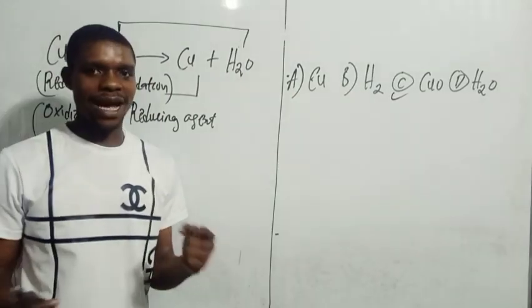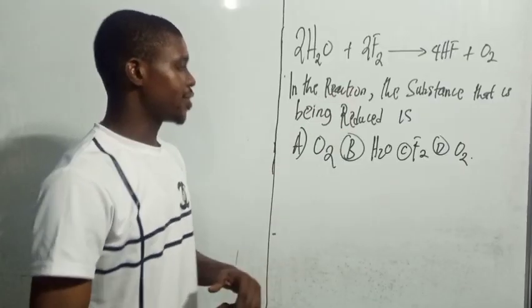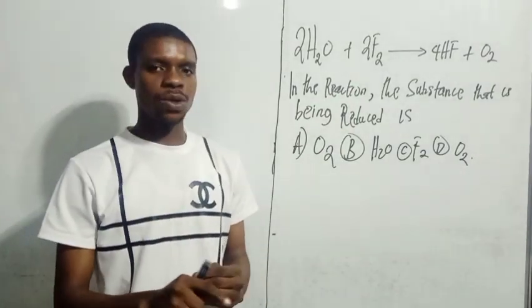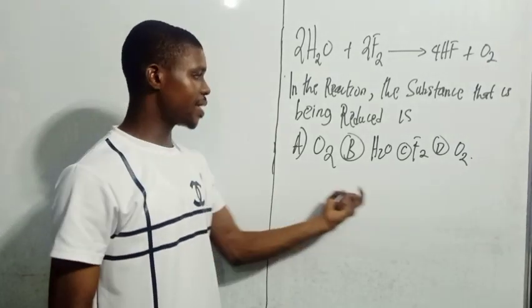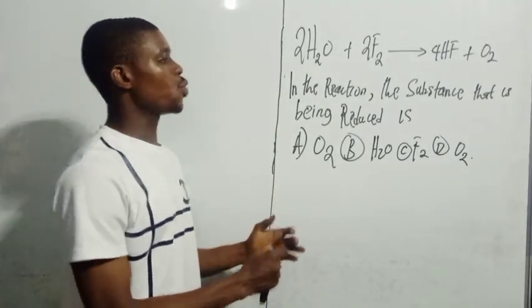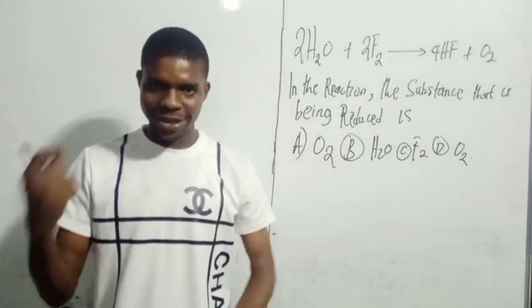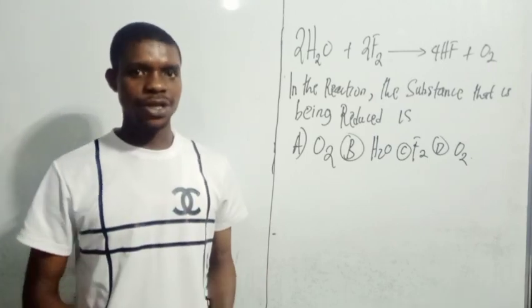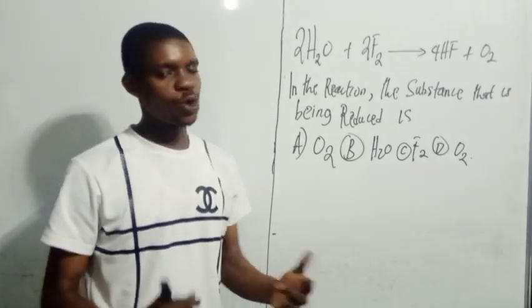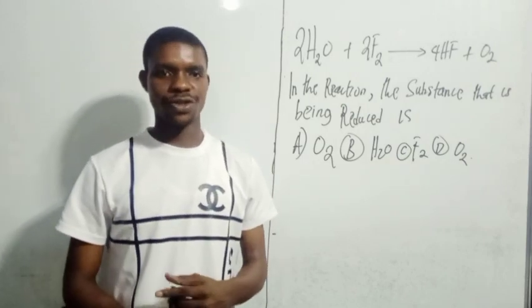You see how easy it is, right? Now let me put this question on the board. If you can solve it, you can pause the video and pick the option: is it A, B, C, or D? They say in the reaction, which substance is being reduced? Remember, the one that undergoes reduction is the one being reduced. So which one undergoes reduction here? Pause the video and try it, then put your answer in the comment section.